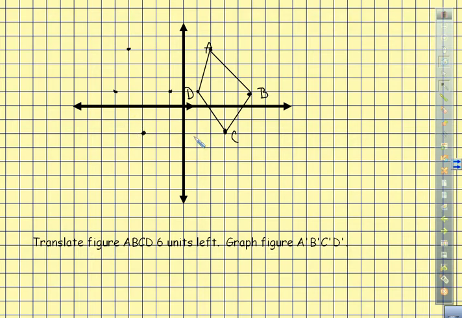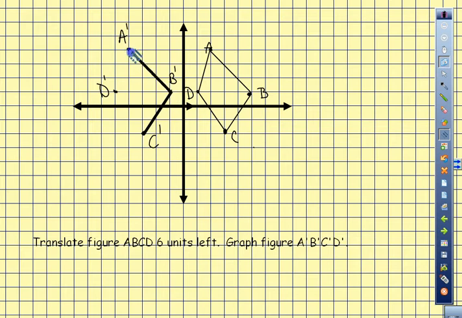And so now you end up having A prime, this is D prime, B prime, C prime, and then you can connect your dots. And it looks like this. And you can see it's the exact same shape. It did not turn, it did not twist. All it did was simply slide to the left 6 units. Okay? So let's look at our next one.